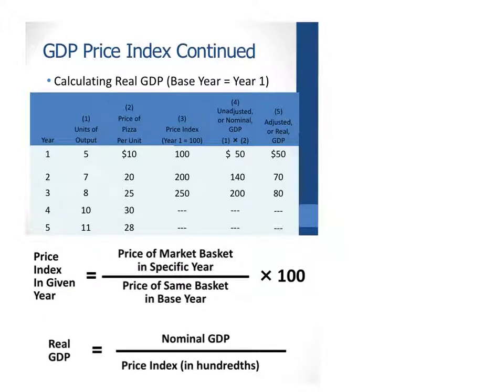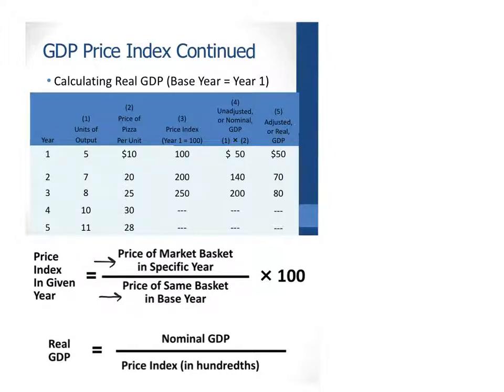So let's calculate price index first, and that would be column 3. In order to calculate price index, you want to take the price of the market basket in a specific year, which is the numerator, over the price of the same basket in the base year. Now, what that means is the base year will not change. It will remain constant throughout the calculation of multiple price indices.